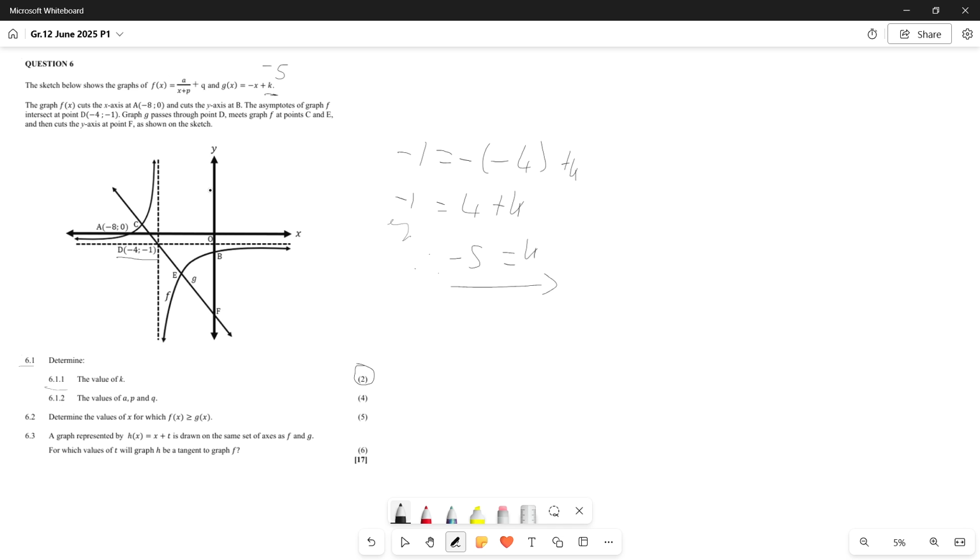And then 6.1.2, the values of a, p, and q, all of which are on our hyperbola. So p is our horizontal shift, which is our vertical asymptote, and q is our vertical shift or our horizontal asymptote. So this negative 4 and negative 1 are our p and our q.